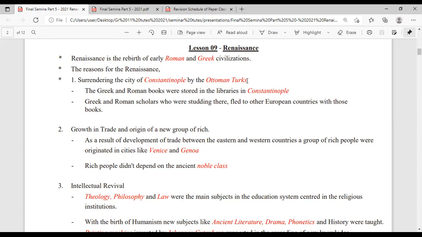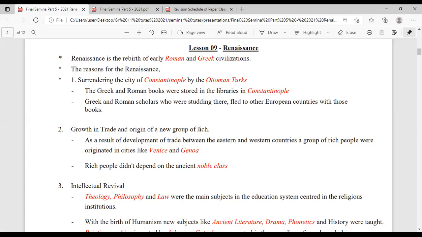1453 is a year that you have to remember. Remember that year for the exam, 1453. There are some years that are very important. So here you can continue. In 1453, I have not given it. In 1453, the Greek and Roman books were stored in the libraries in where? Constantinople. Greek and Roman scholars who were studying there fled to other European countries with those books. This is the first reason. Now, I am showing you how to write that answer, how to use this note.